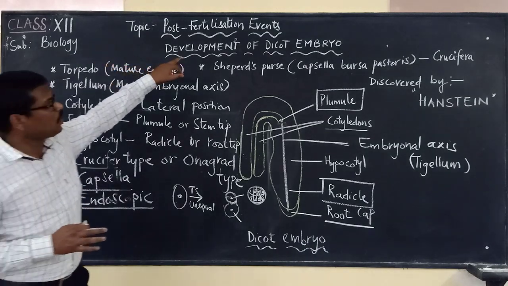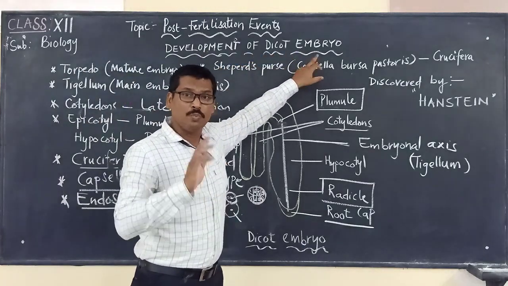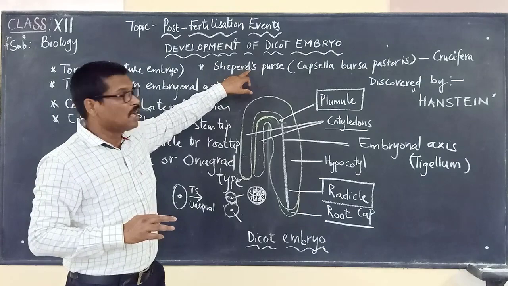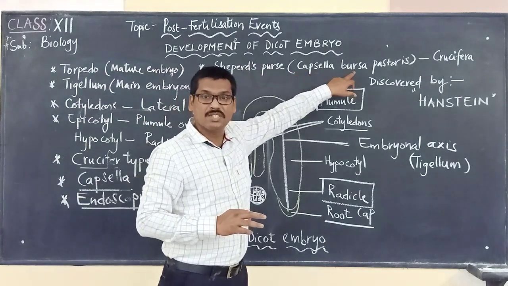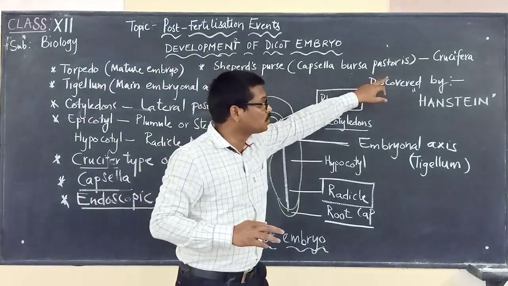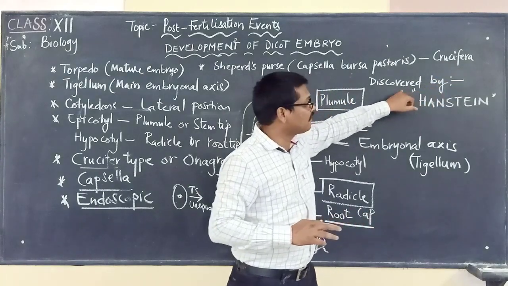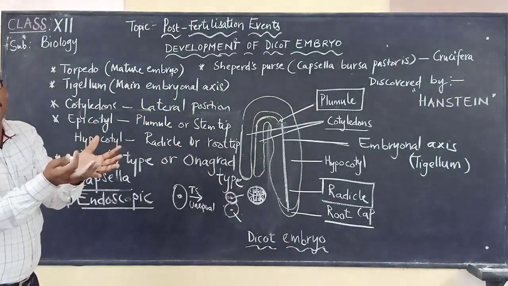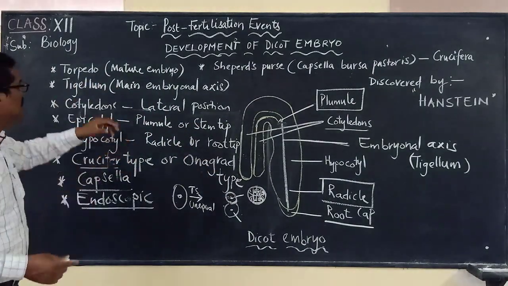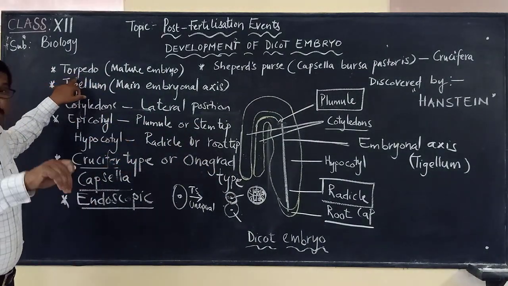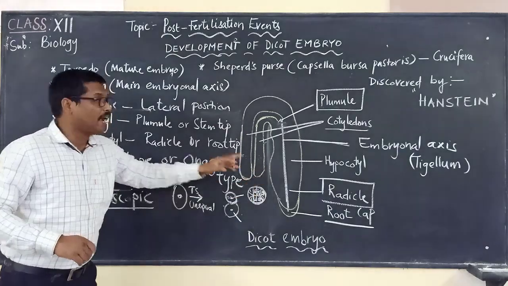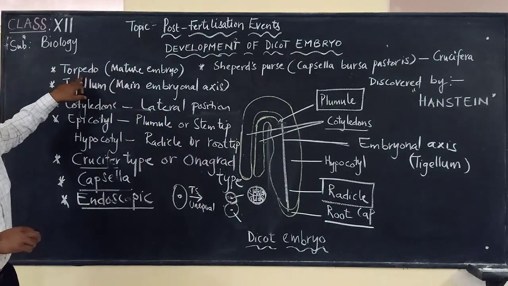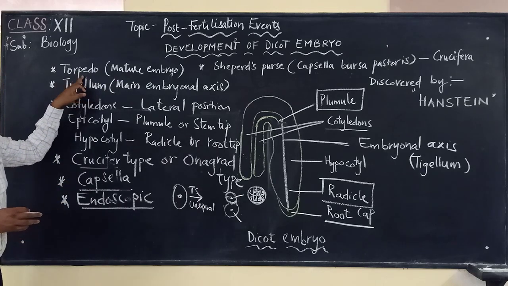So here, when we are talking about the development of the dicot embryo, we have taken the example of shepherd's purse, also known as Capsella bursa-pastoris, which belongs to the family Cruciferae, discovered by Hanstein. Because the body of the ovule is curved, even the embryo is in a curved shape, and that's why we call it torpedo. The mature embryo is curved, so we use the word torpedo.